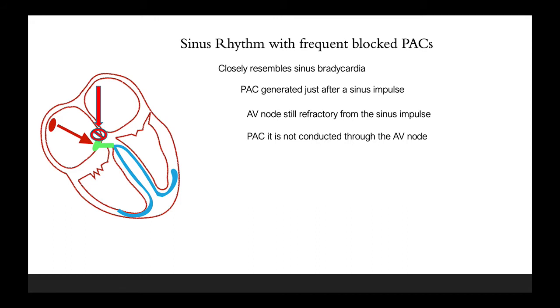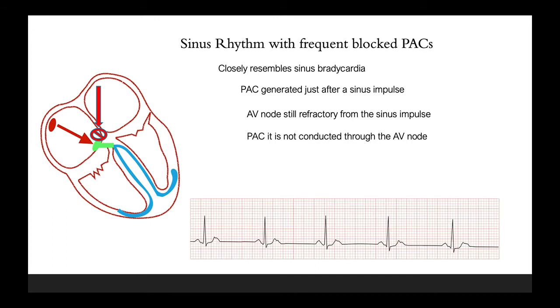So only the sinus impulse has gone in, the AV node is refractory, and the PAC has not been conducted. So how do we pick this up in an ECG? At first glance of this ECG, it looks like a normal sinus bradycardia. But if you look closely at the T waves, you see that there's a notching of the T waves, and this notching is actually the blocked PAC which is buried in the T wave.